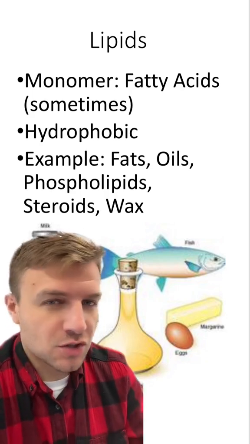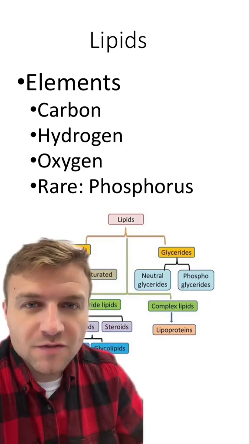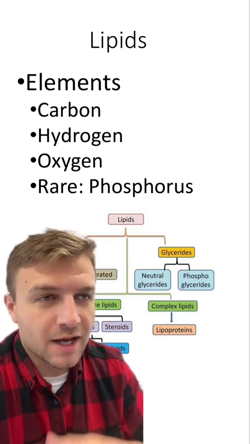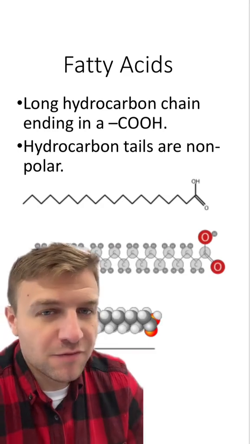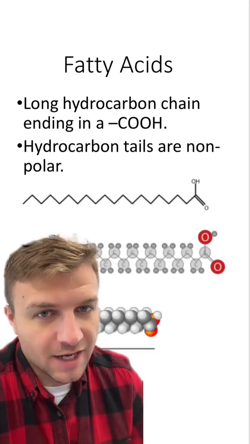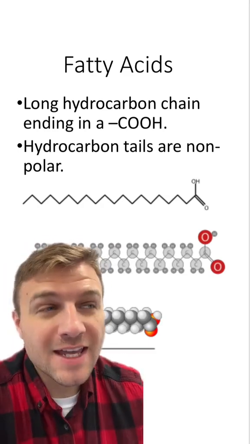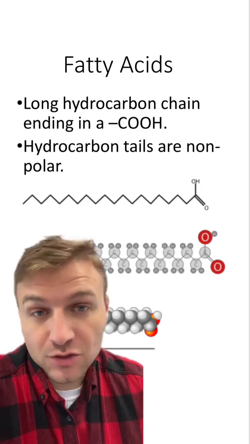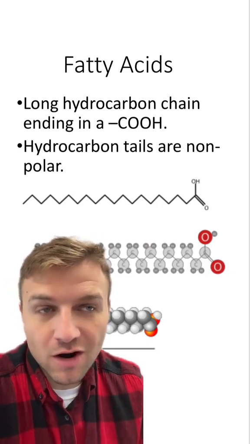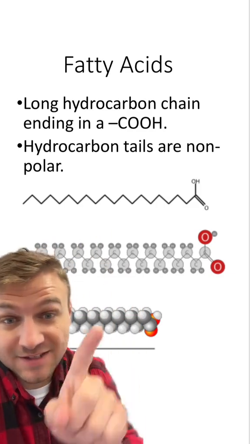Let's go into their structure a little bit more in detail. So first of all, lipids are only made of carbon, hydrogen, oxygen, and very rarely will you find phosphorus. Like I said before, most lipids are made of fatty acids, but not all. Fatty acids are long chains of hydrocarbons ending in a COOH group. That basically means there's just a lot of carbon and hydrogen right in a row, like in these images.